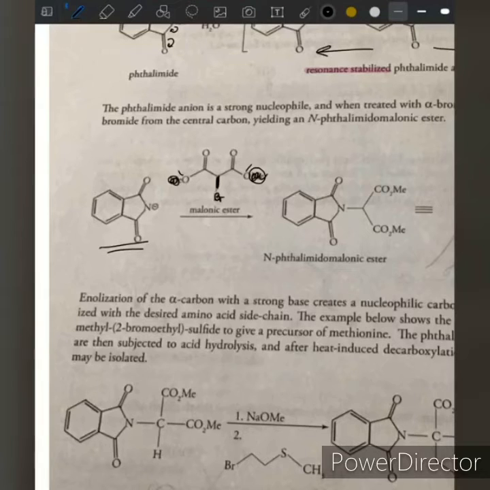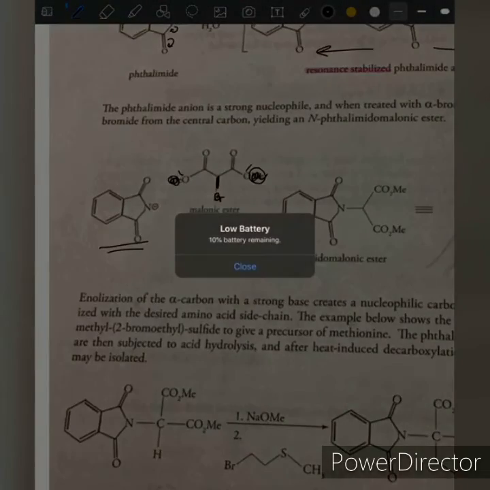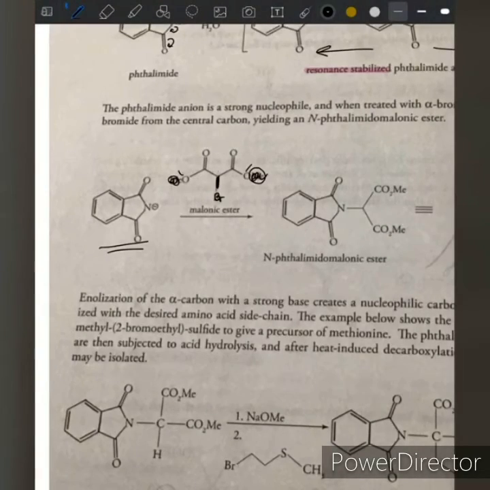So what actually ends up happening is, before I get into that, let me go ahead and explain something about this carbon right here. This carbon right here is very, very electrophilic. And the hydrogens on it are very, very acidic.